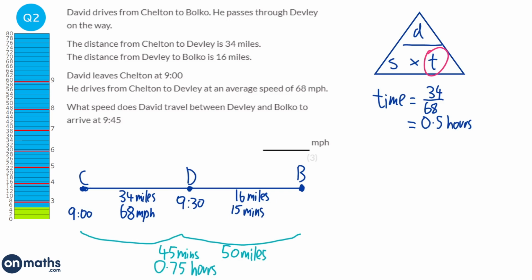So this time we're looking for the speed. Speed equals the distance, which is 16 miles, over time, which is 15 minutes, but we need that in hours, so that would be 0.25 hours. What we can do here is times top and bottom by 4 to get rid of the fraction. So it becomes 64 over 1, or just 64 miles per hour. So our answer is 64 miles per hour.